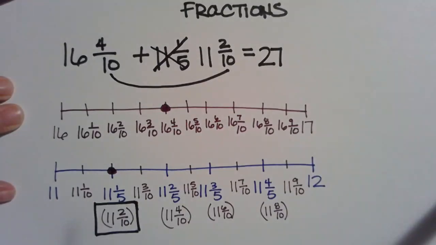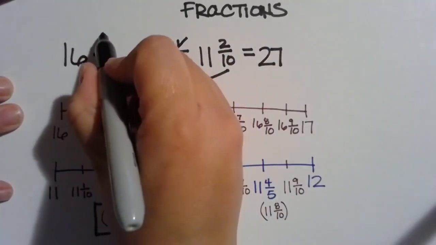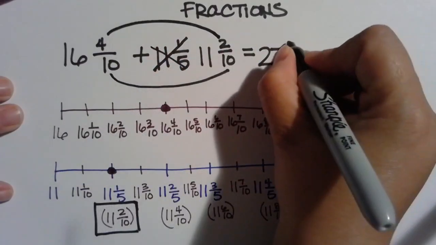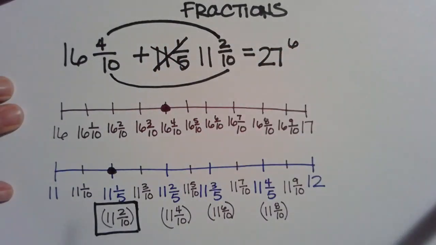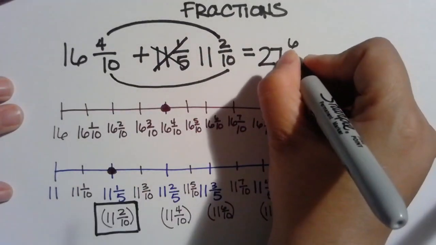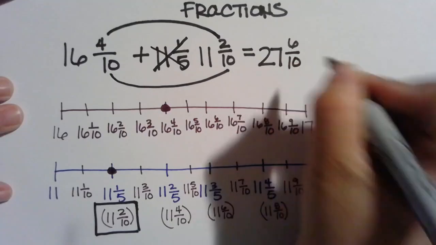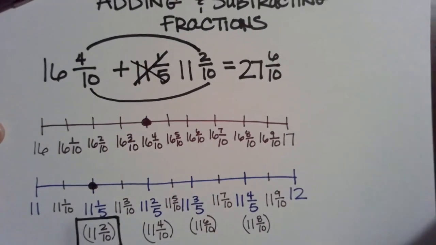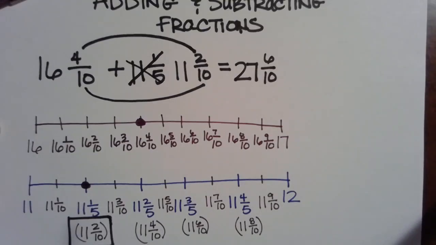Okay, and then I can start adding my numerators. 4 plus that 2, that's 6. Okay, and then my 10, my common denominator, stays the same. Okay, so that's 27 and 6/10. Now, looking at that, I can tell that I have to simplify it. Okay, and remember what I told you guys, from now on, now that you know how to simplify, you're expected to simplify if it's possible.